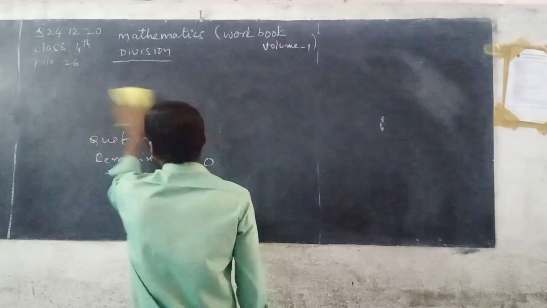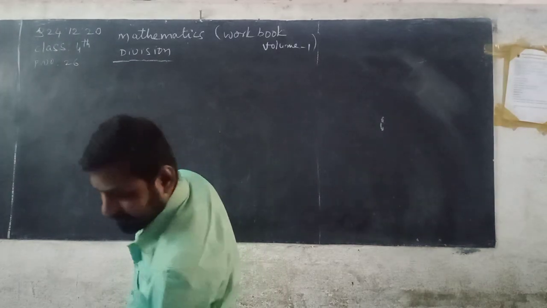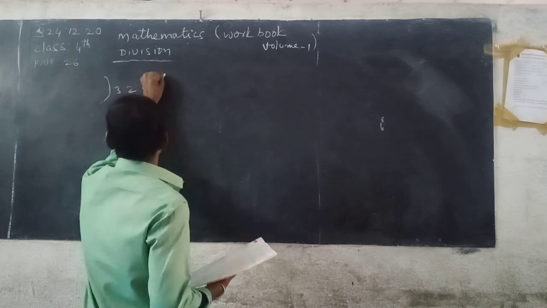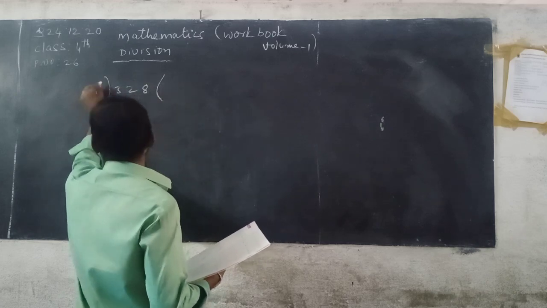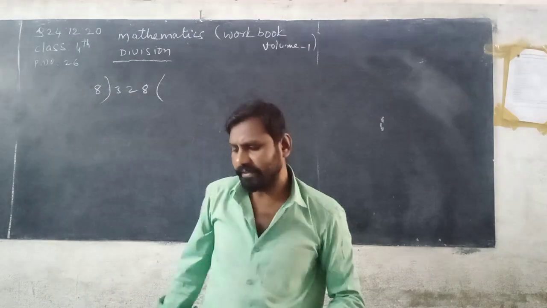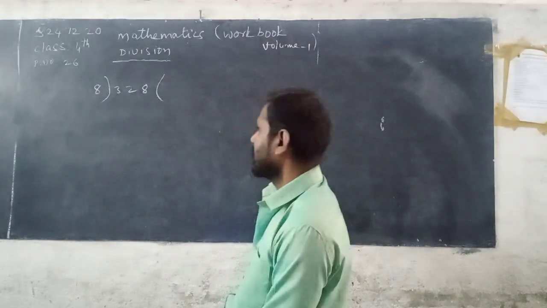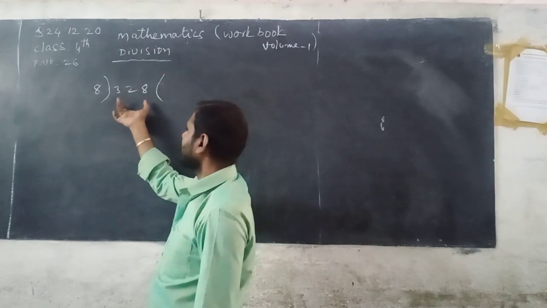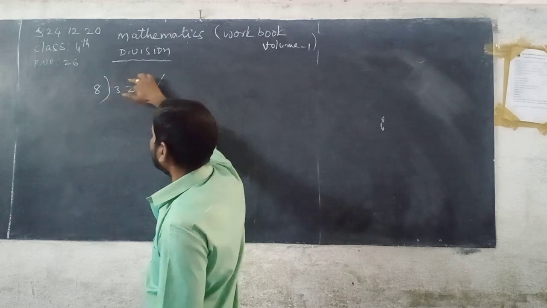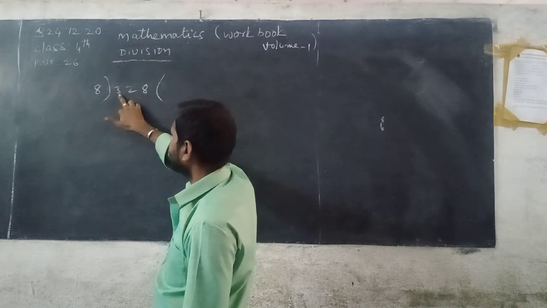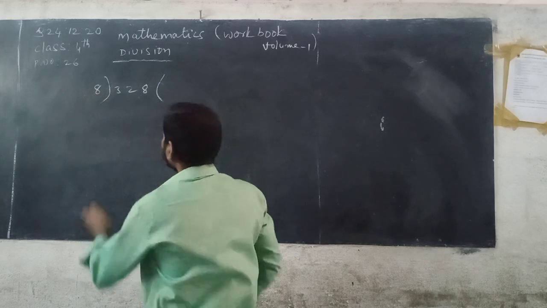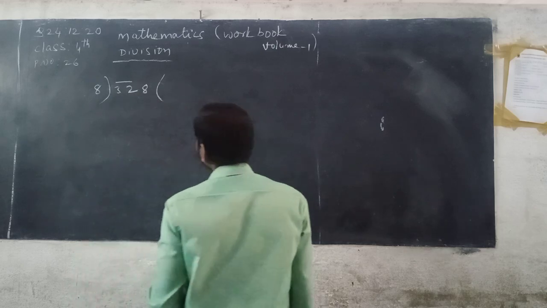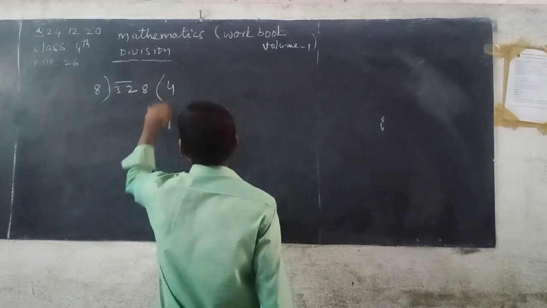Now next one. 328 divided by 8, means 328 is taken as the dividend, 8 is taken as the divisor. See here, in the dividend we have to take 2 digits from left to right, because the first digit from the left, 3, is a smaller number than 8. So we take 2 digits. Then you read the 8 table. 8 fours are 32, so exactly divisible.